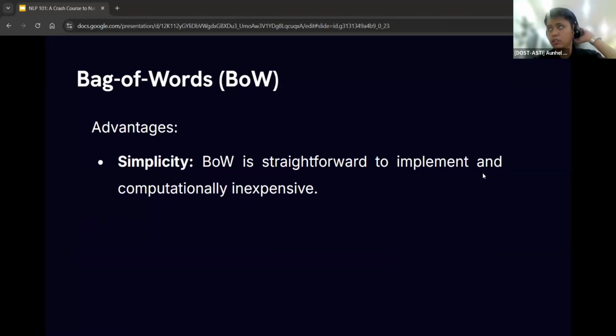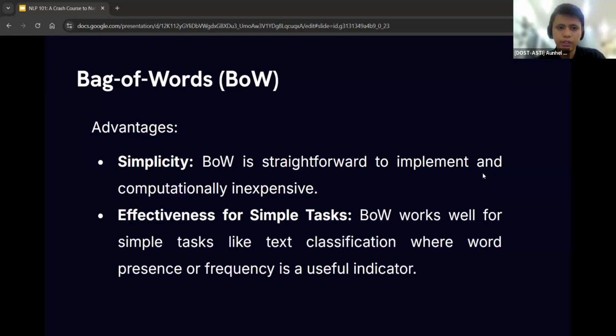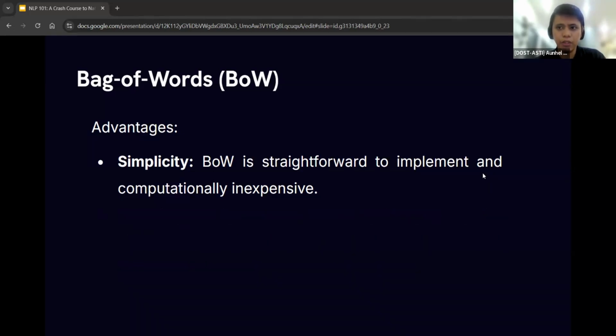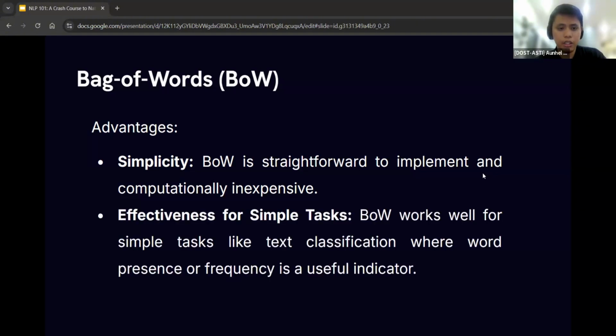Of course, this has its advantages. It's very simple, very easy to execute, and very straightforward. In terms of computational resources, it's very inexpensive, since you're just counting how many times each word occurred. It's also effective for simple tasks. It works well for text classification, where word presence or frequency is a useful indicator.